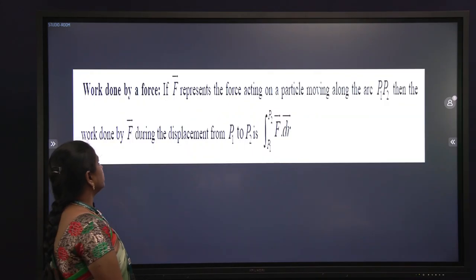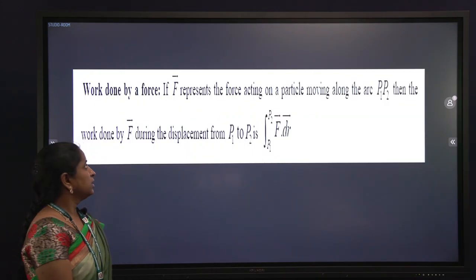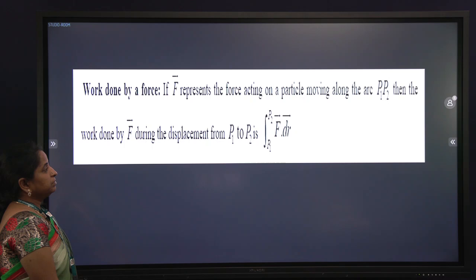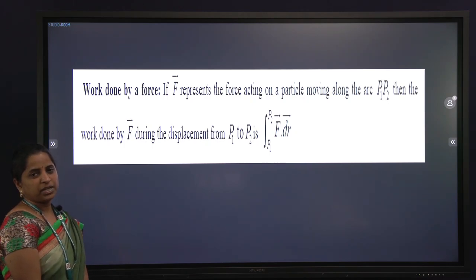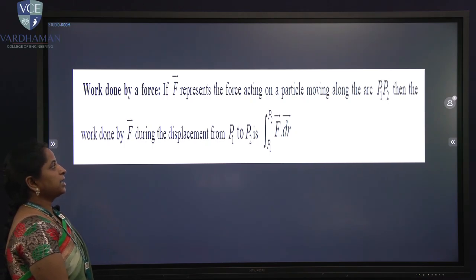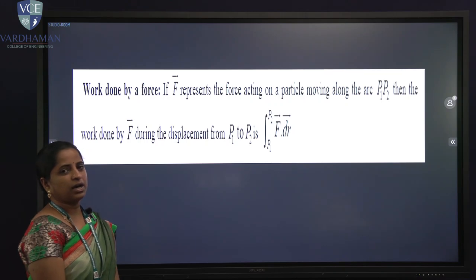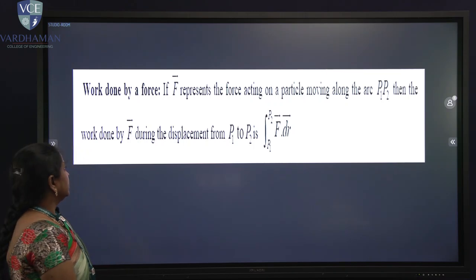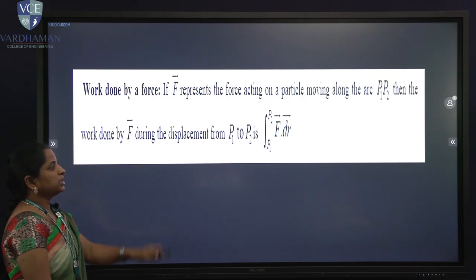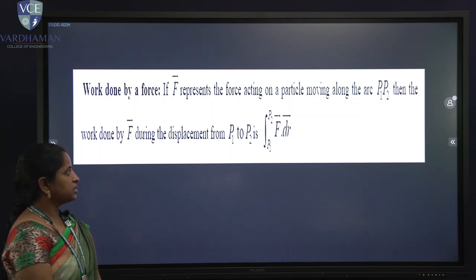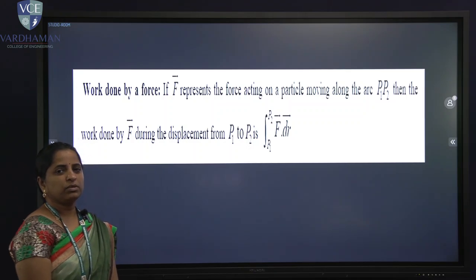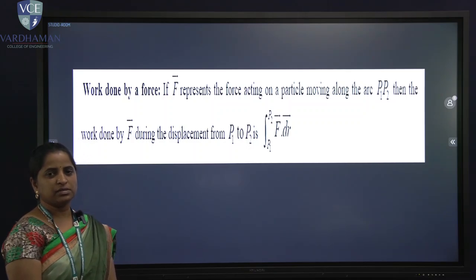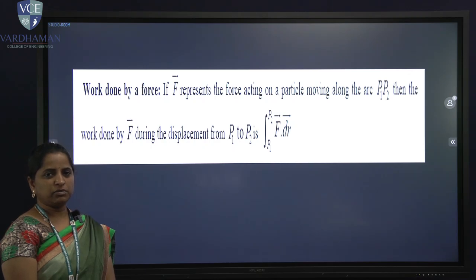Coming to the definition of work done by force. If F bar represents the force acting on a particle moving along the arc P1 to P2, then the work done by F bar during the displacement P1 to P2 is integral P1 to P2 F bar dot dr bar. This is the definition of work done by the force. We will solve the problems on this model.